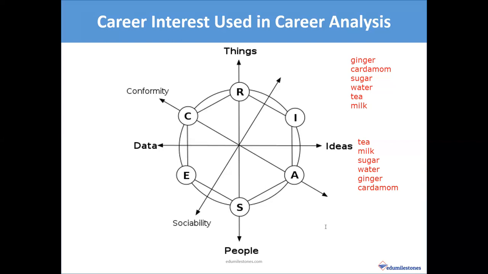A field, which is a cluster. Under one cluster, there are different career paths. Under one career path, there are different occupations. The primary interest decides which career field. The secondary interest and the primary interest, their correlation tells which is the career path. And the correlation between the primary, secondary, and the tertiary tells which occupation or job profile. Am I clear?